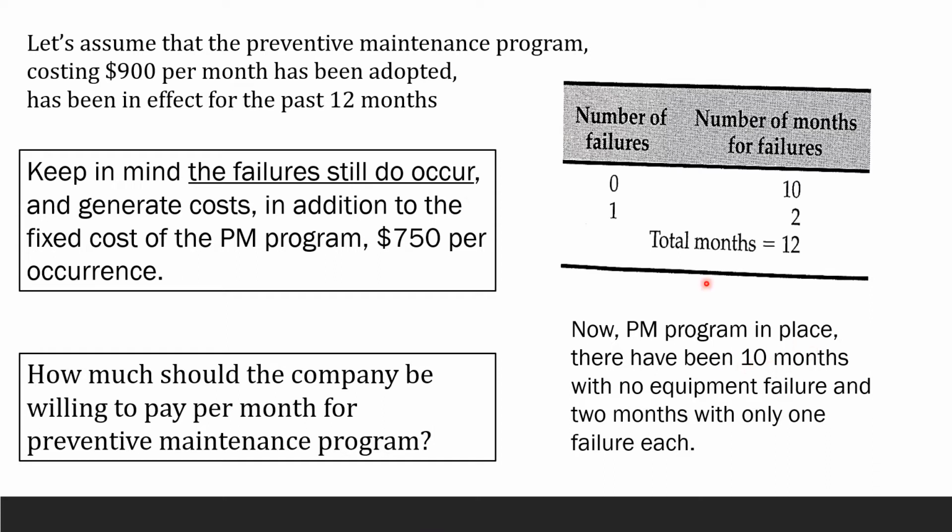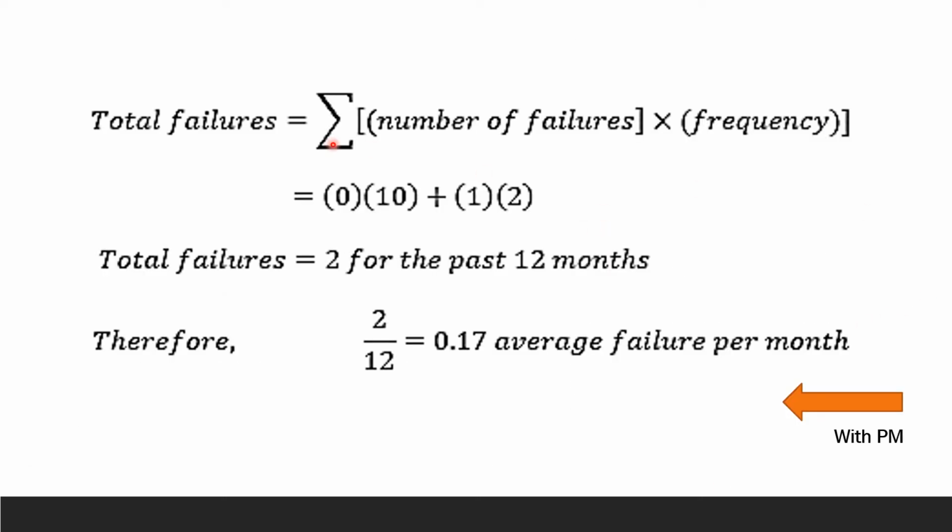So now, the PM program, we're running it for 12 months. There have been 10 months with no equipment failure and 2 months with equipment failure. We're going to start to calculate the total failures: number of failures times the frequency of your month. So 1 times 2, 0 times 10 is going to give you 2, divided by 12, which is about 0.17. That's the average failure rate per month.